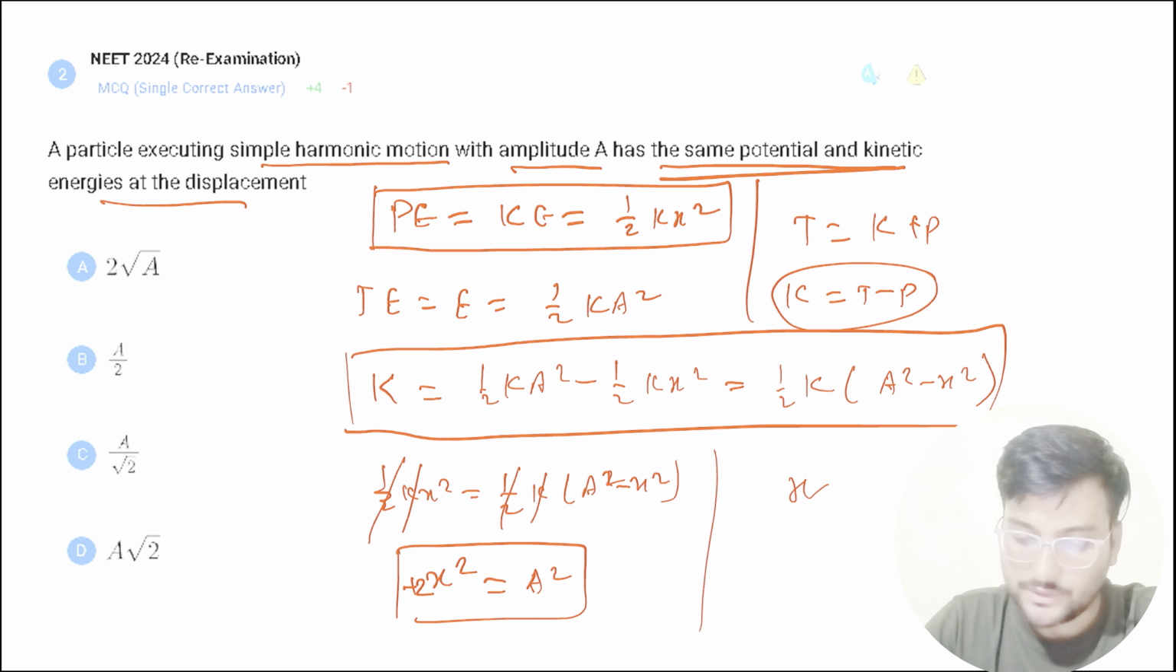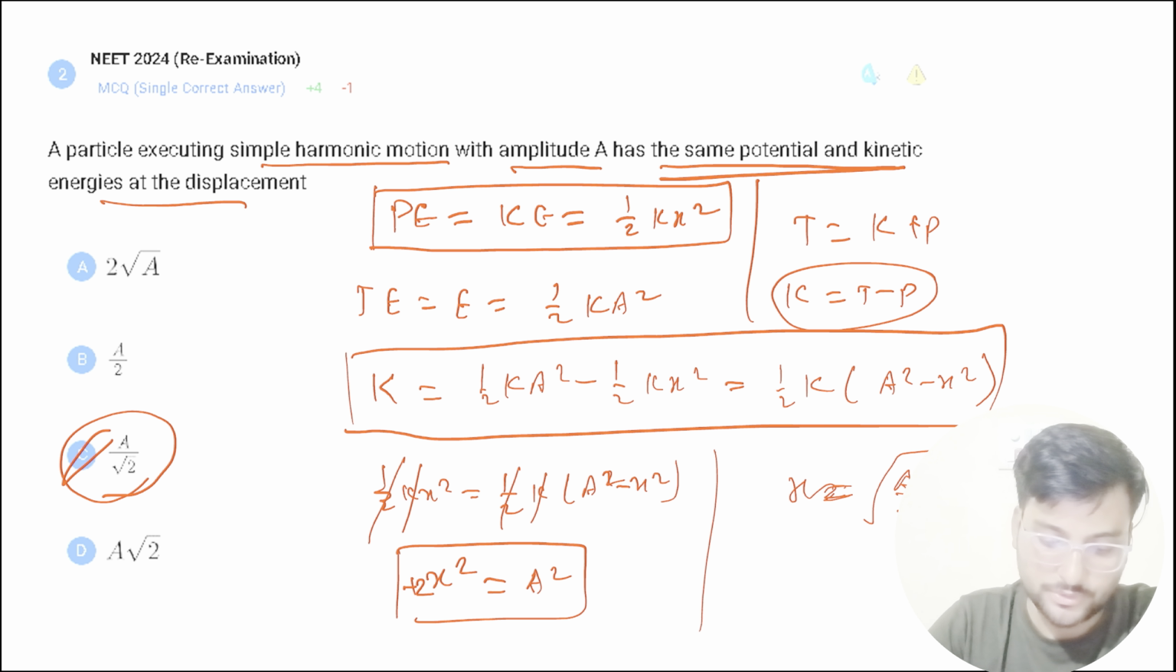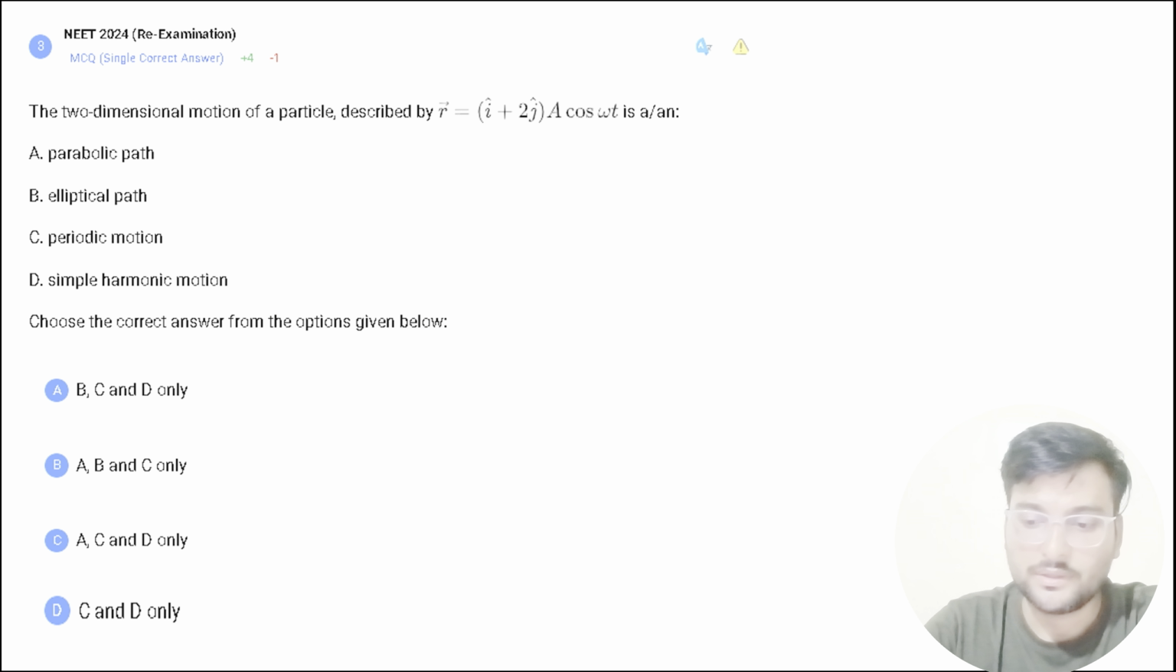That is 2x square equal to a square. So we can say that x is equal to a by square root of 2. So a by root 2 is the correct option, and C is the correct option for this.